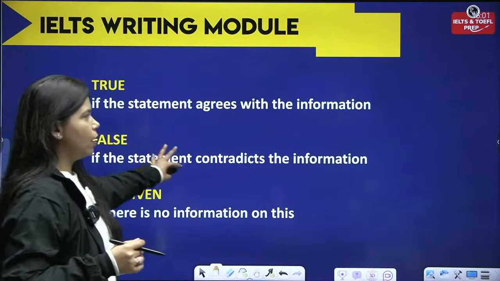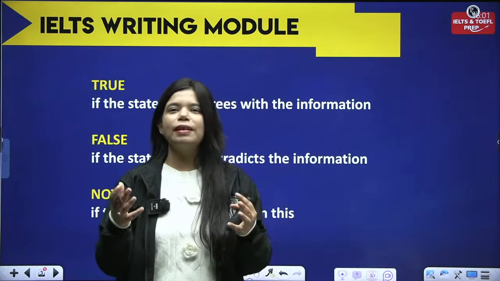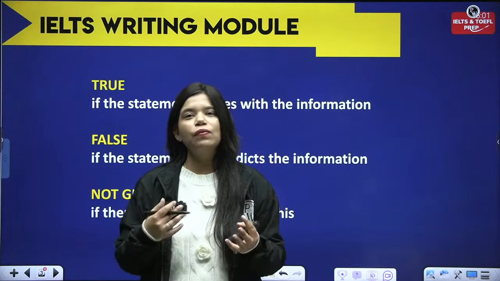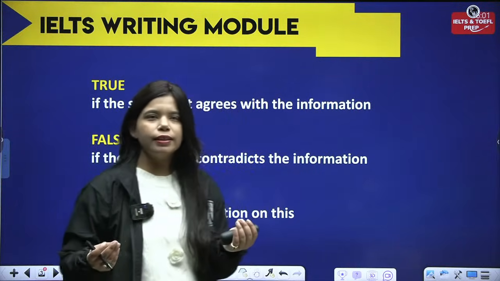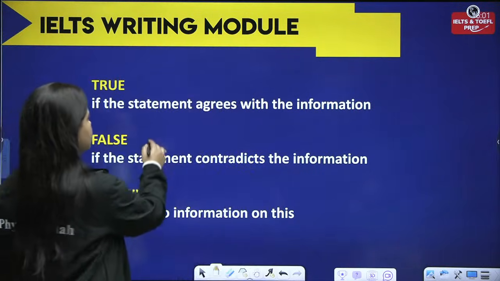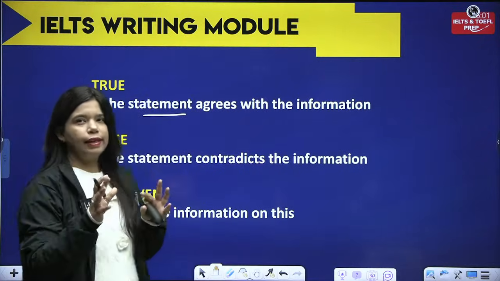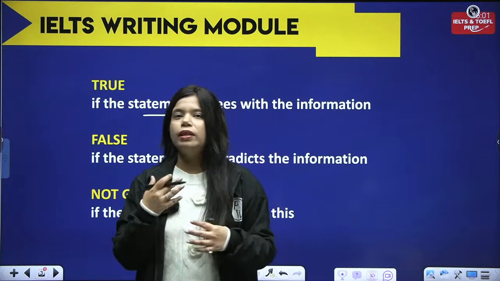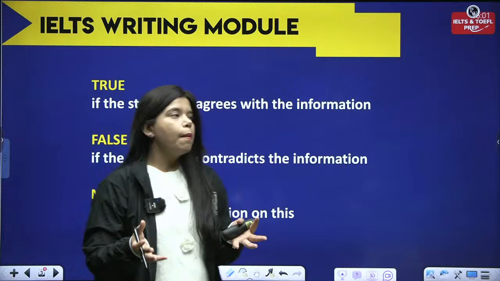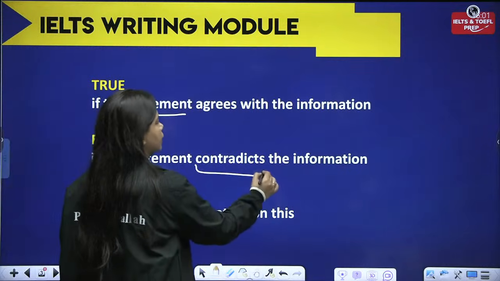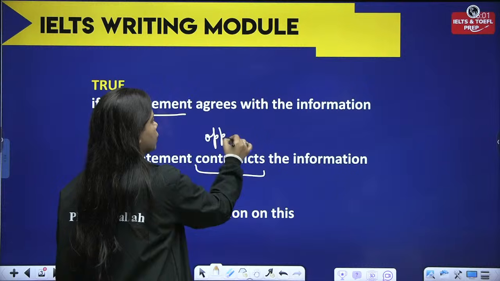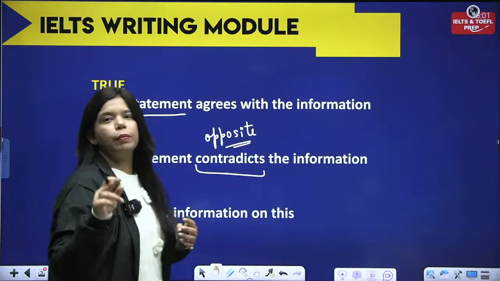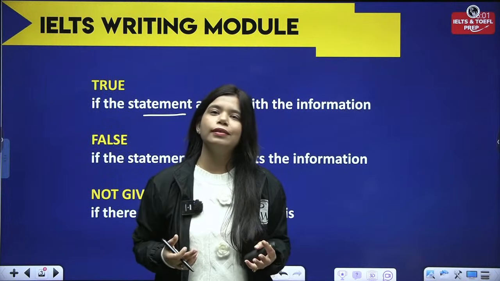Now the basics are, see, I always say true false is something that all of us have done in school days also, but here we have an added category which is not given. So let's quickly understand the basics. If the information in the question statement matches with what is written in the passage, then of course the answer is going to be true. But if the information contradicts, that means if there is opposite information, so whatever is written in the question statement, you find the opposite information in the passage, then of course the answer is going to be false.